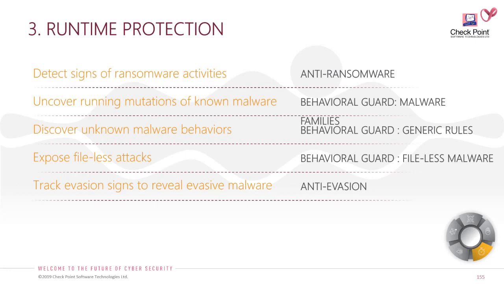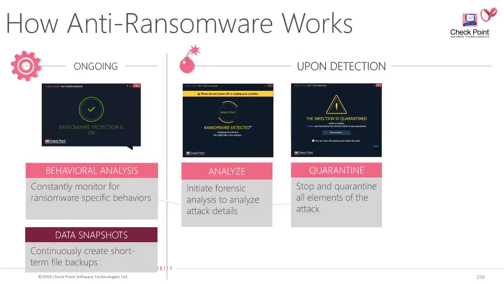Behavior-based fileless malware techniques are there, discovering unknown malware behavior, and we have all these techniques: anti-ransomware, anti-evasion. We have all these techniques to block during the runtime. How does anti-ransomware work? Anti-ransomware, as I said earlier, the behavior analysis model feature is responsible for the anti-ransomware prevention. It constantly monitors all the ransomware-specific behaviors. It will constantly monitor all the IO processes, whether they are trying to encrypt any file or not.